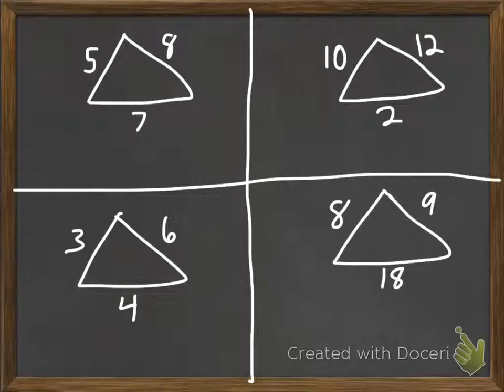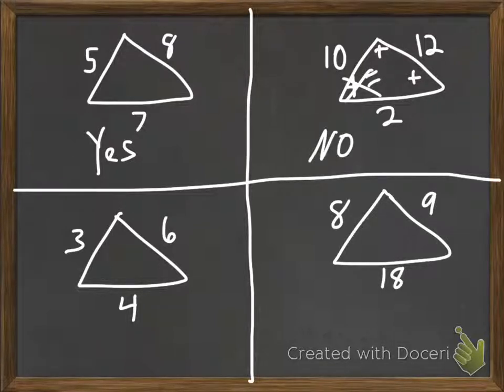Okay, start on the top left. 5 plus 8 is 13, which is bigger than 7. 8 plus 7, bigger than 5. 7 plus 5, bigger than 8. So yes, it is a triangle. Top right, 10 plus 12, bigger than 2. 12 plus 2, bigger than 10. But 10 plus 2 equals 12. Equal isn't greater, so no, this is not a triangle.